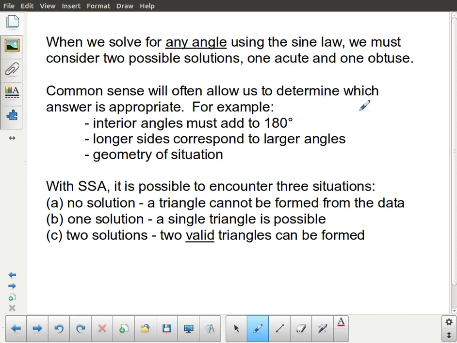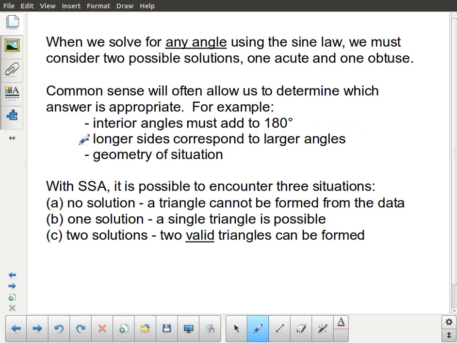Depending on the amount of information that's been given in the question, you might be able to piece together, just using common sense, which is the most appropriate. For example, if one of your answers violates the angle sum theorem, that all the interior angles add up to 180, you can discard that and you just list that as my answer.